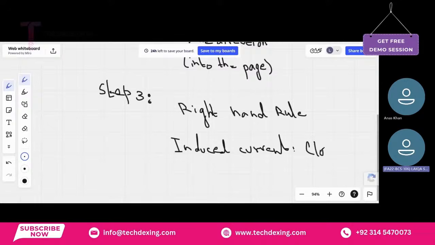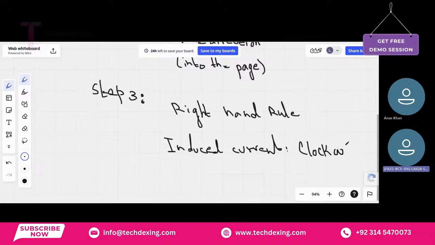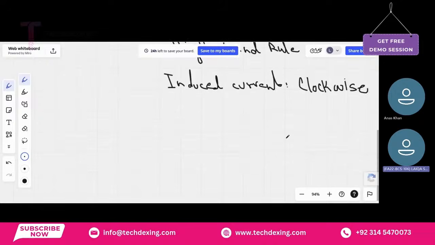Okay, if now I ask you what would be the direction of flow of current in the top wire of the rectangular loop, what would you say? A rectangular loop consists of four wires, two horizontal wires and two vertical wires. If I ask you to tell me the direction of this induced current in this top wire, what would be its direction?